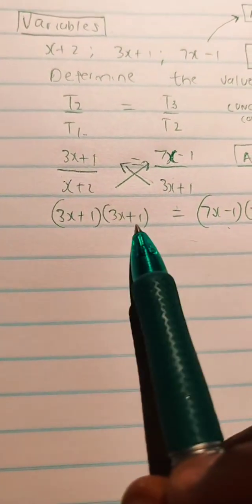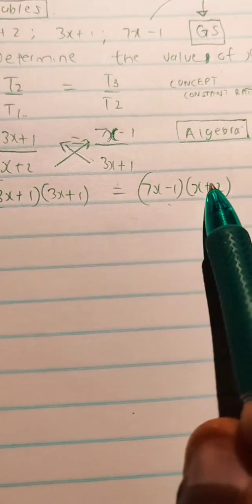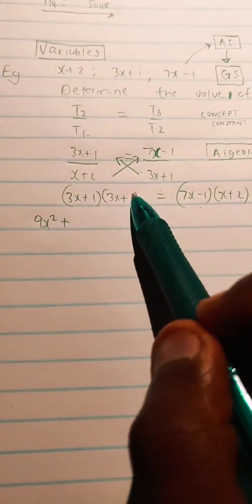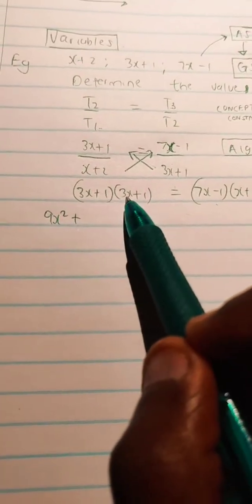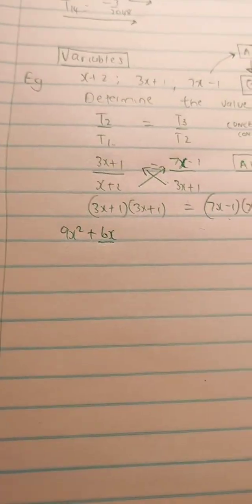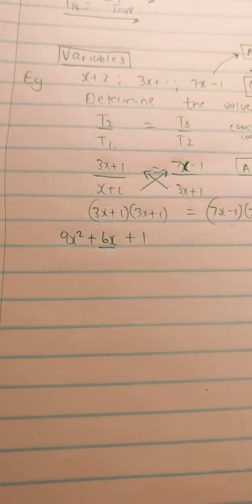3x plus 1 times 3x plus 1 is equal to 7x minus 1 into x plus 2. Then we play the FOIL game, guys. It's just FOIL on the left, FOIL on the right. 3x times 3x. I'm sure you guys are doing the maths. Then we know 3x times 1 is 3x. 1 times 3x is also 3x. The addition of the 2 gives us 6x. I hope you all understand how I got 6x as the middle term. Then we multiply the last term. That gives me plus 1.